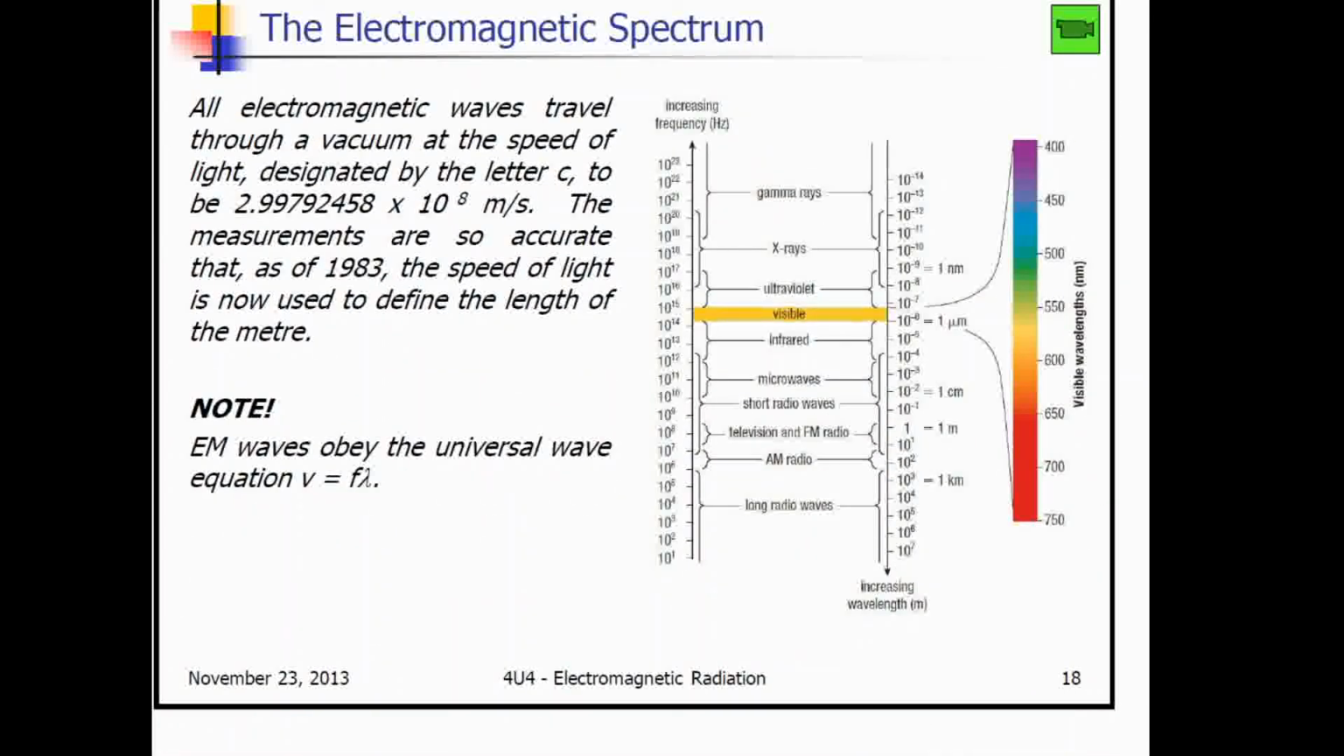So here's the electromagnetic spectrum. All electromagnetic waves travel through a vacuum at the speed of light. C is the letter we use to designate the speed of light. It's 2.99792458 times 10 to the 8 meters per second. This is often rounded to 3.00 times 10 to the 8 meters per second. These measurements are so accurate that as of 1983, the speed of light is now used to define the length of the meter.